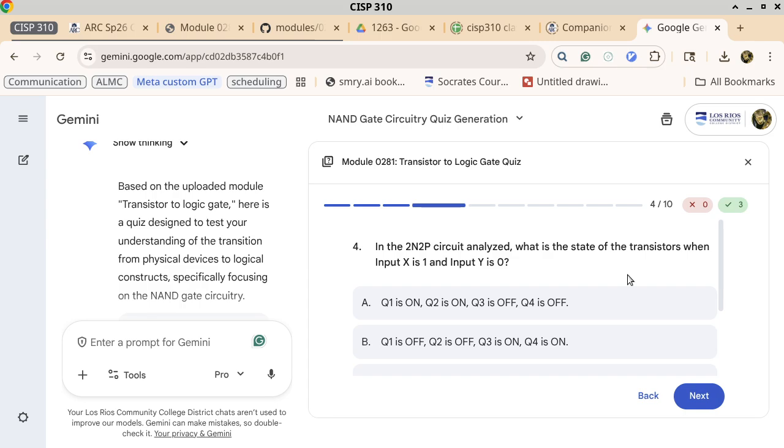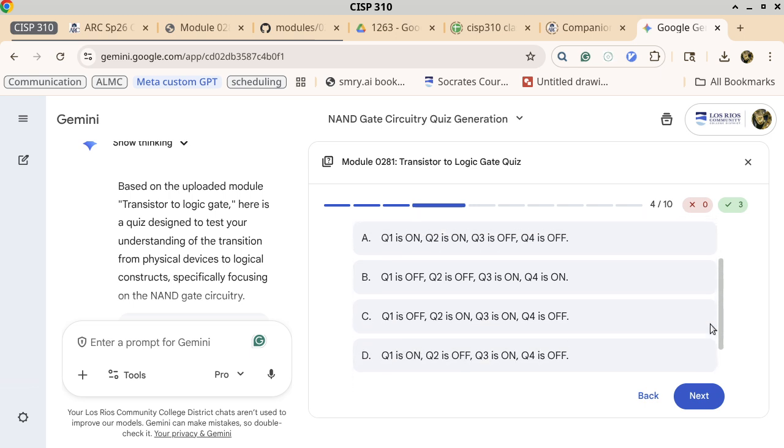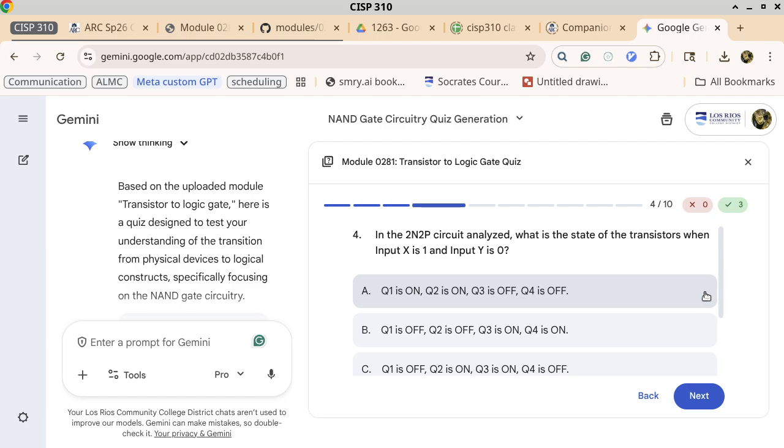In the 2P, 2N circuit analyzed, what is the state of the transistors when input X is 1 and input Y is 0? That is a little bit harder because now it depends on which one is Q1 and which one is Q2. So you have to go back to the notes to look at the actual connectivity. And since I cannot really remember, I'm not gonna blindly guess, okay?